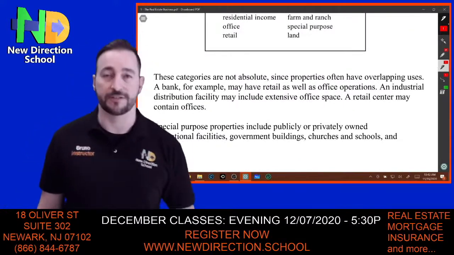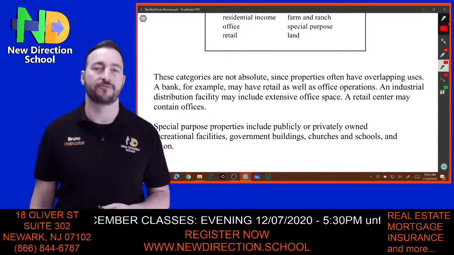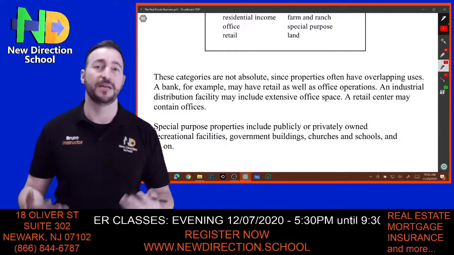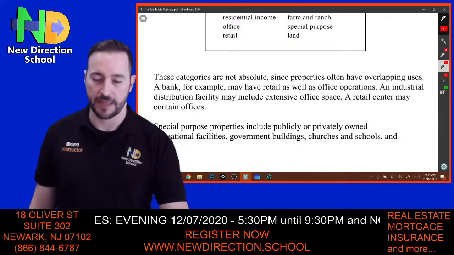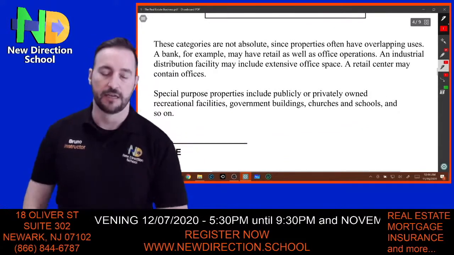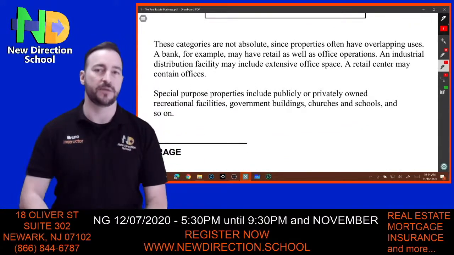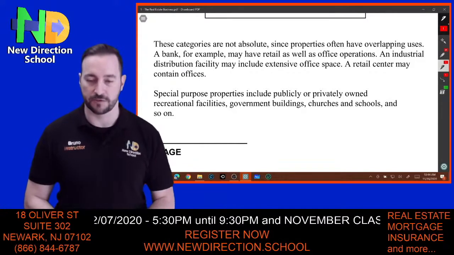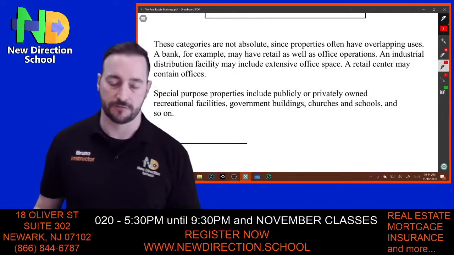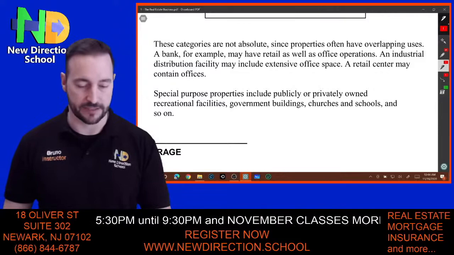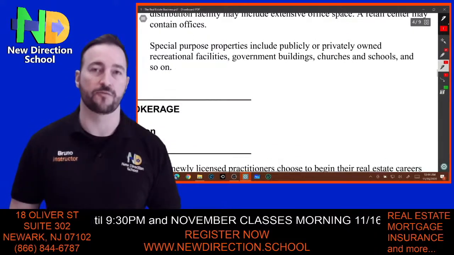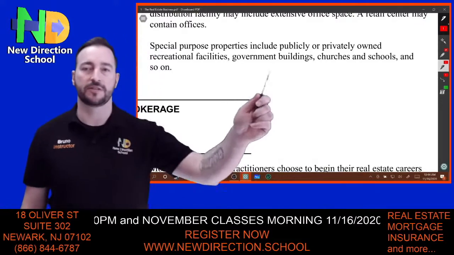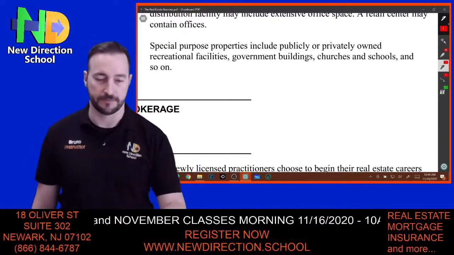Now these categories are not absolute, since properties often have overlapping uses, like mixed use. A bank, for example, may have retail as well as office operations. An industrial distribution facility may include extensive office space as well, and a retail center may also contain office spaces. Special purpose properties include publicly and privately owned recreational facilities, government buildings, churches, schools, and so on.